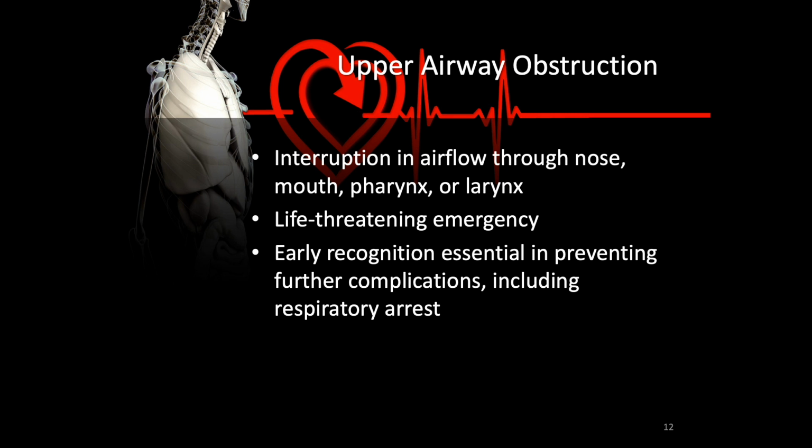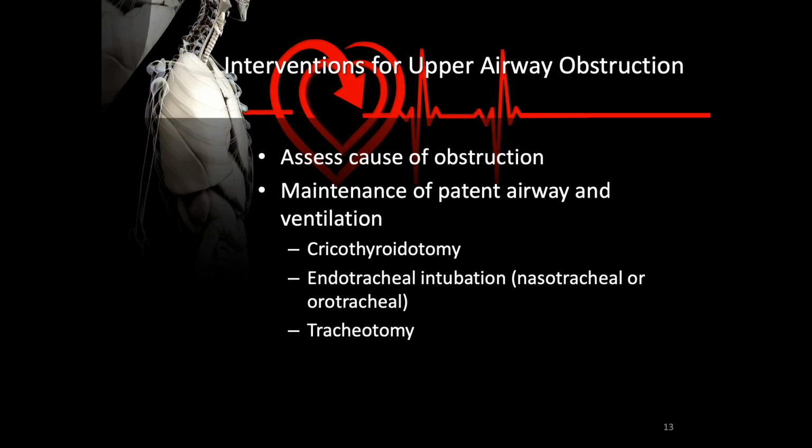One of the most disgusting reasons for having upper airway obstruction that I've seen is known as inspissated or thickly crusted oral and nasopharyngeal secretions, which, in the case that I had, completely obstructed the poor patient's airway. So interventions for upper airway obstruction include to assess the cause of the obstruction and maintain the airway and ventilation, considering things like cricothyroidotomy, endotracheal intubation via nasal or oral routes, or even a tracheotomy if indicated.